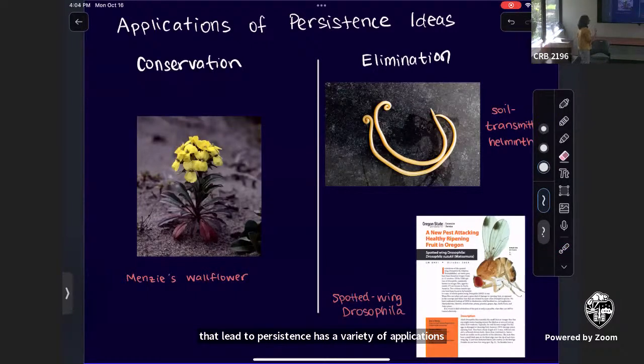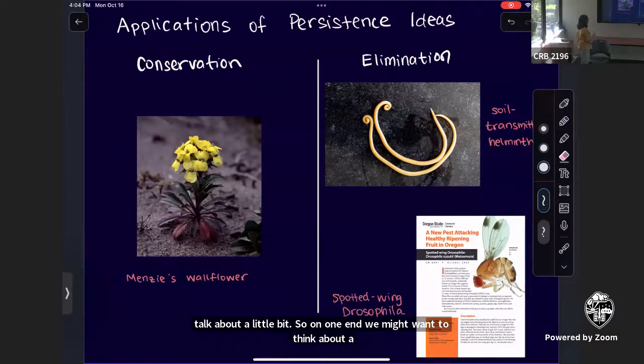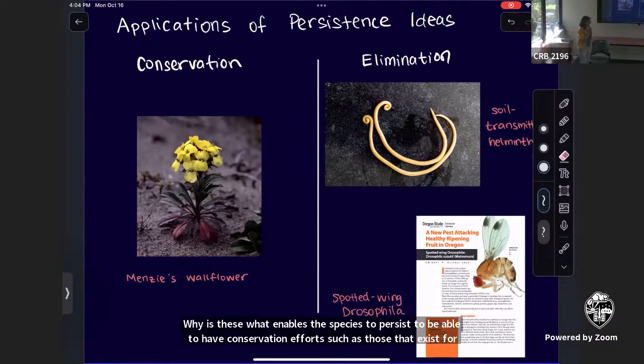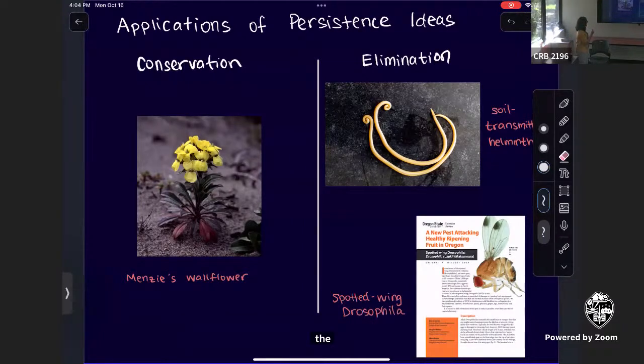On one end, we might want to think about why a species, or what enables a species to persist, to be able to have conservation efforts, such as those that exist for the Menzies wallflower, which is a species in California that's been subject to restoration efforts.